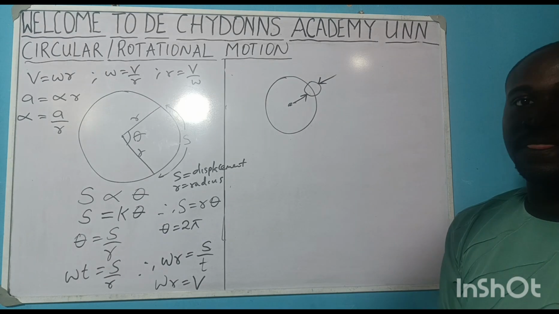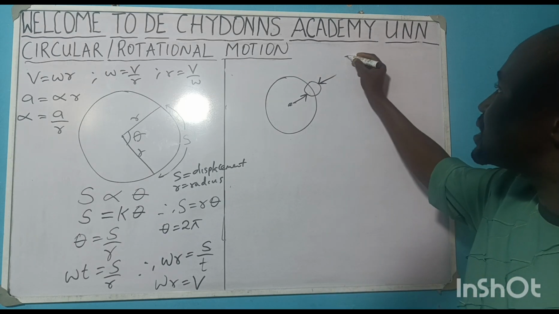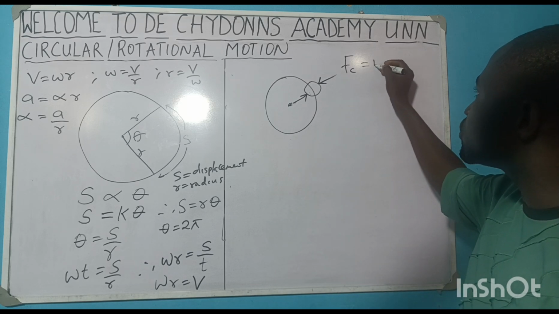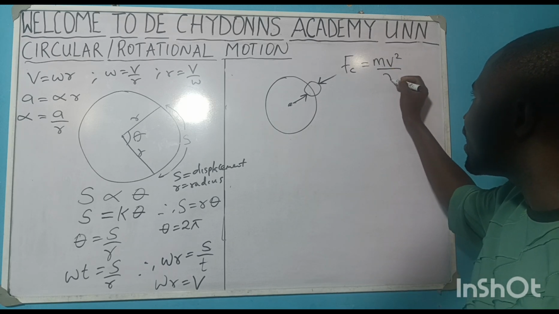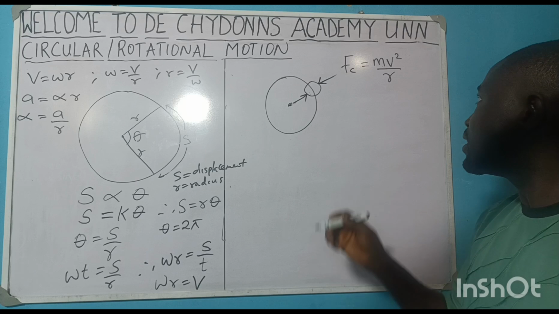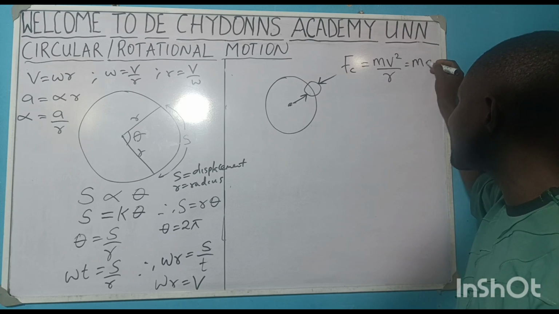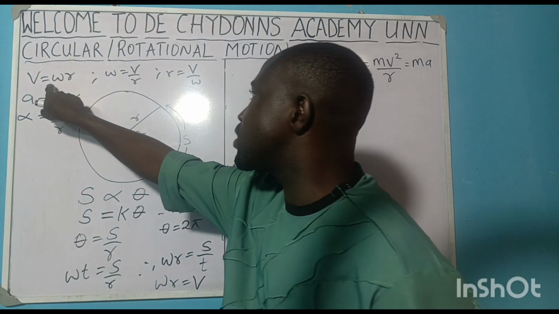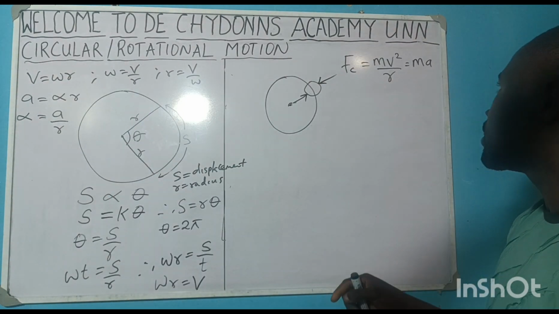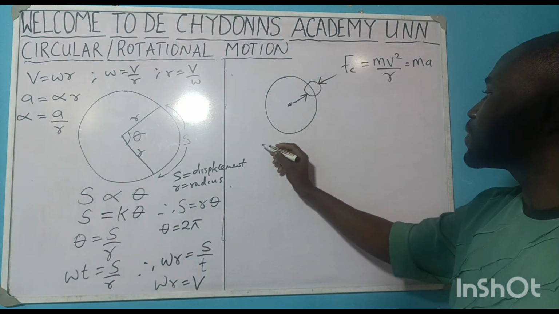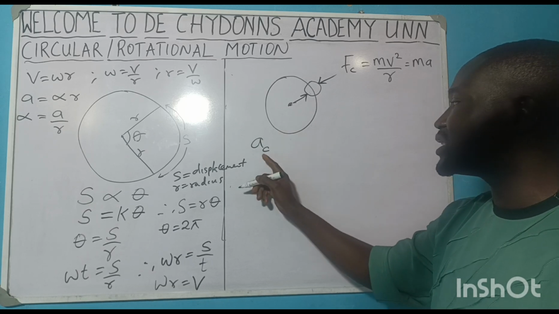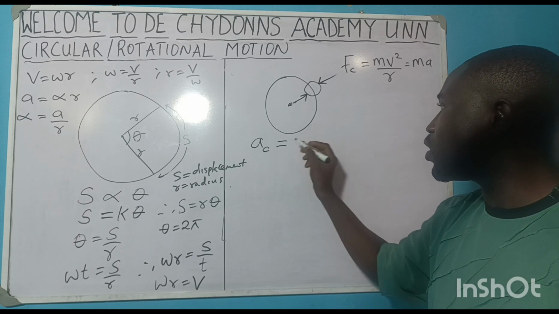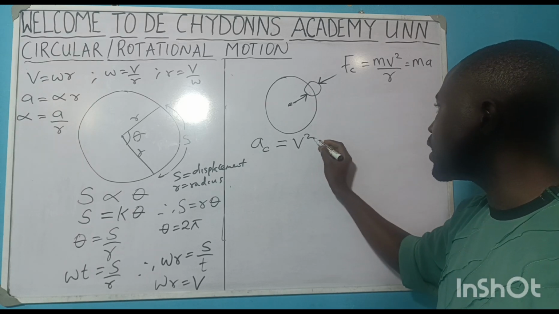Are you getting it? Now, it's important for us to know that this centripetal force, which is equal to the centrifugal force, is equal to mv squared over r. Yes. That is from mass times acceleration. Are you getting it? And we know that our v is equal to wr here. So it means that acceleration, or centripetal acceleration, which is also directed towards the center, is equal to v squared over r.